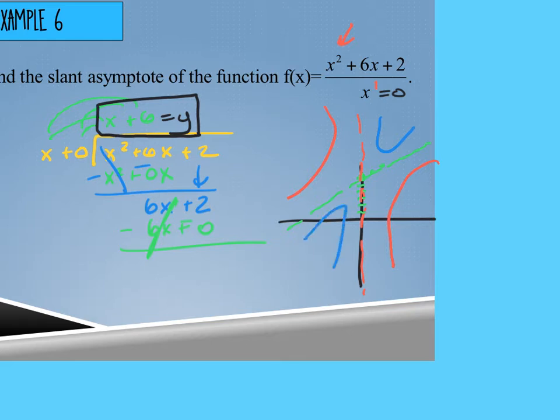How do we know it's a 1 over 1? How do we know the slope, you mean? Yeah. So this is my y equals mx plus b, right? So my b is 6 and my m is 1. Oh, okay.